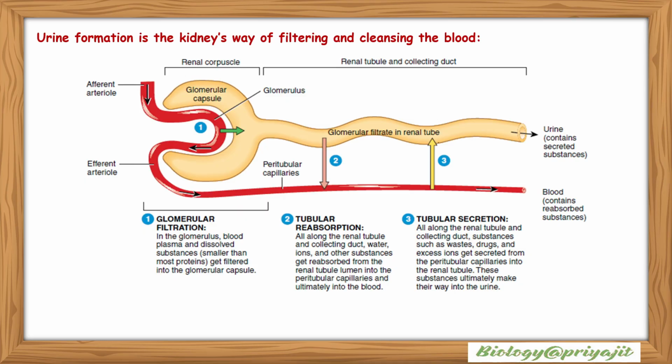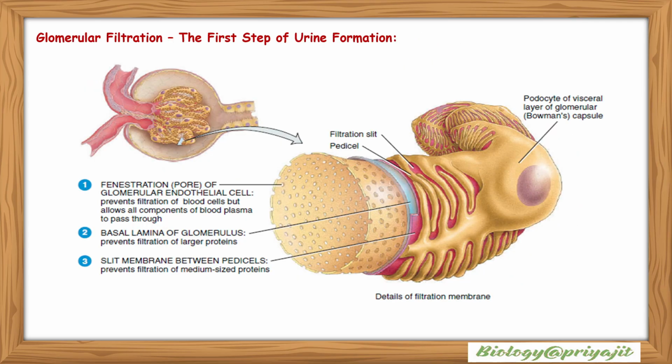Tubular reabsorption. As the filtrate moves through the renal tubules, about 99% of water and essential substances like glucose, amino acids and ions are reabsorbed into the bloodstream via peritubular capillaries and the Vasa Recta. Third one is the tubular secretion. Waste products, excess ions and drugs are secreted from the blood into the tubules, helping fine-tune the urine composition. Together, these steps maintain the body's fluid balance and remove waste efficiently.